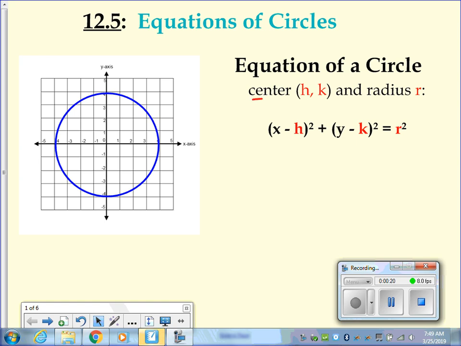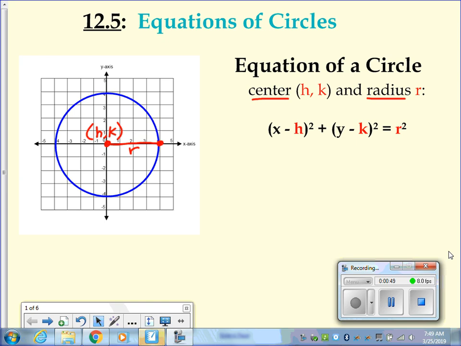One is the center, and a lot of times you can sort of eyeball it on the graph, or it'll be given to you, or you might just have to count it out. So whatever that coordinate is, we just use the letters H and K to represent the numbers. And then you also need to know the radius of the circle. Again, you might have to count it, or it might be given to you, or you might have to use distance formula to find the radius if you're really not sure what it is.